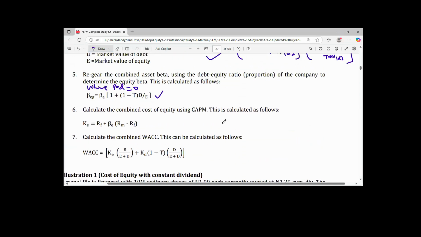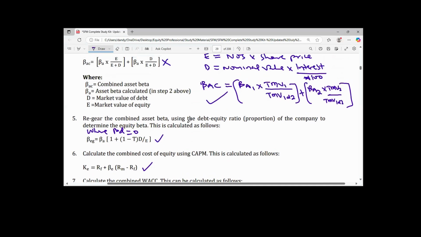Once you have regeared, you move to step 6, which is to calculate the weighted average cost of equity. Then step 7, you calculate WACC. So it's as straightforward as that. WACC is not difficult if you know project specific very well. No matter how big the question is, it can't be more than these 7 procedures. Just follow it to the letter.